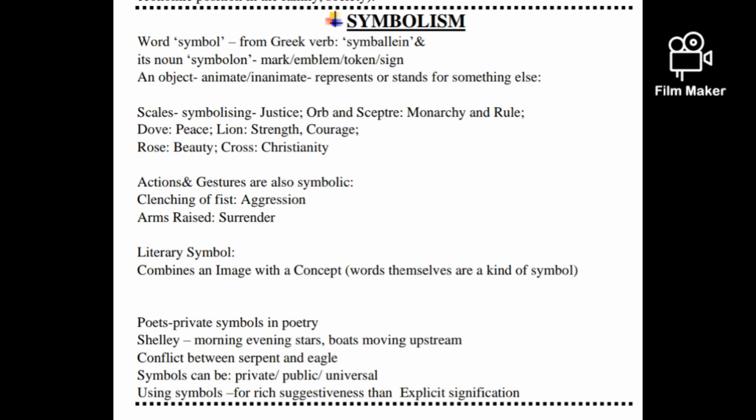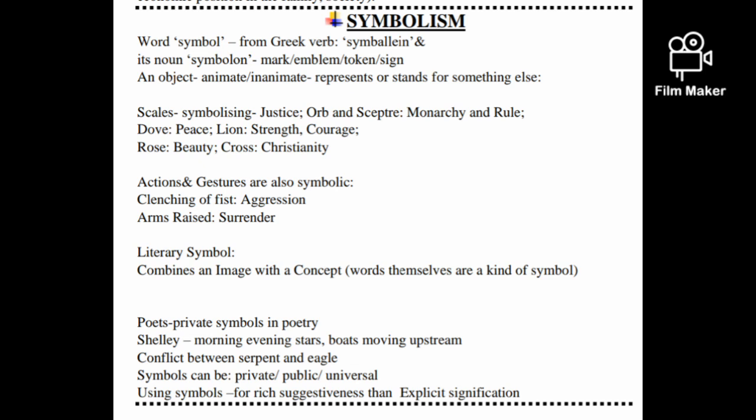A scale can symbolize justice. That may not be a familiar example, but another example: a king's scepter can represent monarchy and rule. That is a symbol for something else, for monarchy and rule. What about a dove? D-O-V-E, dove. That bird can symbolize another concept. What is that? Peace. It stands for peace. That is, the bird as the symbol of peace.